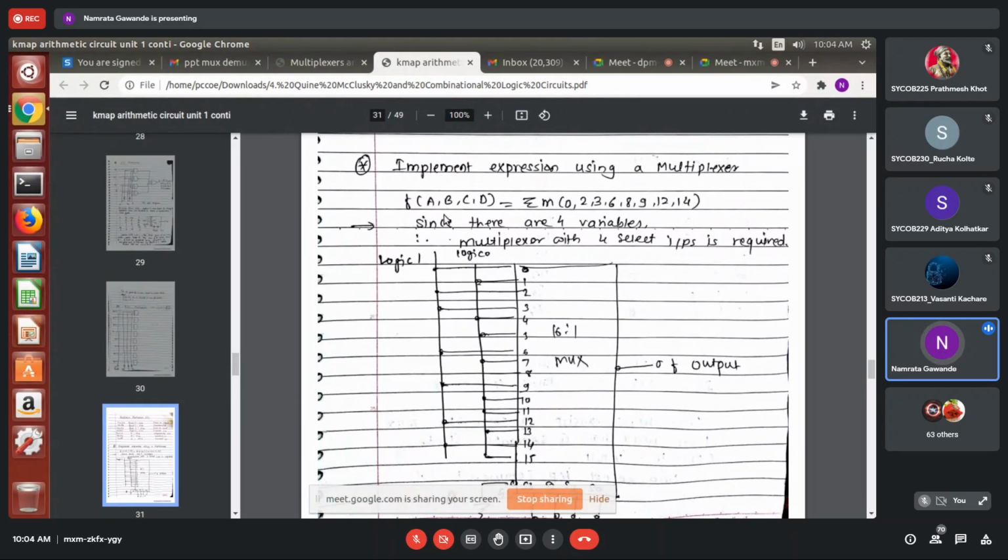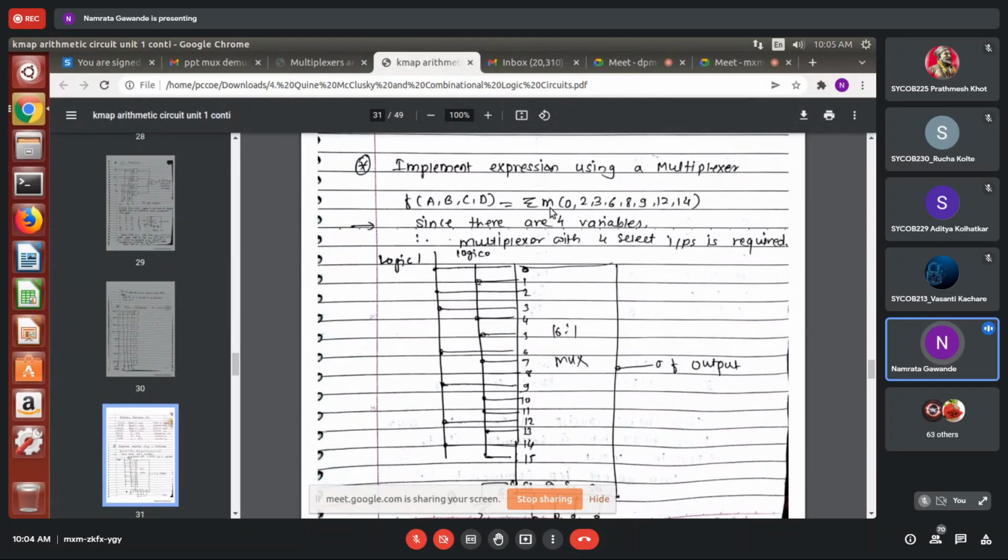see, how many variables are there? There are four variables, A, B, C, D. What is the meaning of these four variables? You know that. How many minterms are there? There are minterms starting from 0. Only some of the minterms are given.